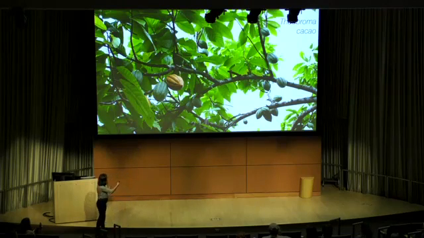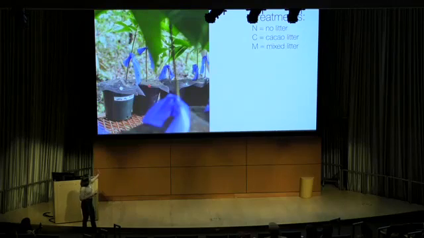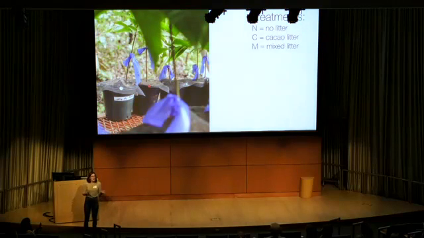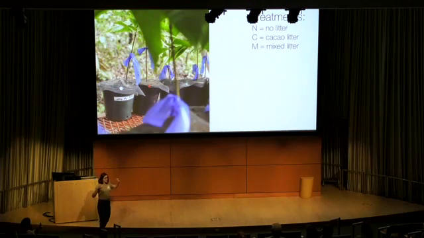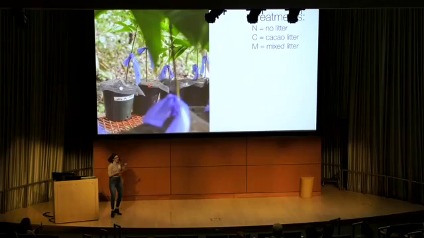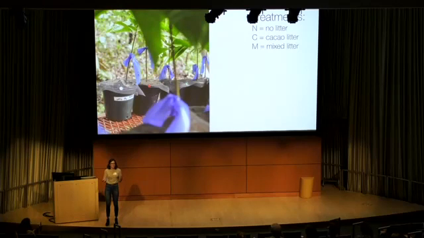I grew seedlings that were a few months old, and I placed them out in the field with one of three litter treatments. Either no litter, where the seedlings are just in regular pots; a cacao litter treatment, where you can see there are some leaves at the base of the pot secured with a bit of mesh; or a mixed litter treatment, where the seedlings are exposed to mixed forest litter, not including cacao.